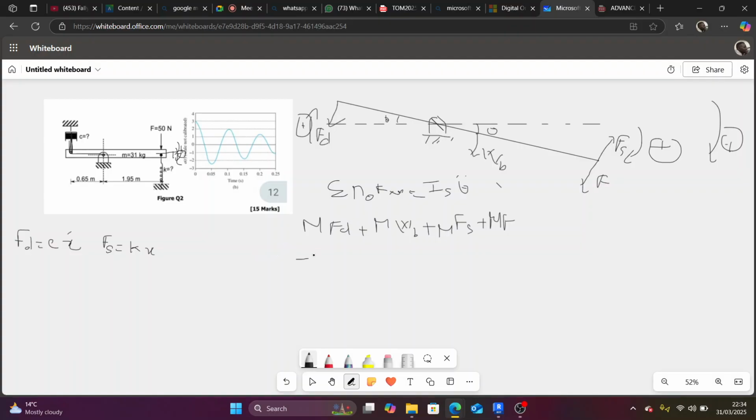So here I can confidently write Cx dot. Do you agree? Yes. I said we forget about the weight. It cancels as static equilibrium. We don't even have to worry about it. Let's move to C times x dot multiplied by the distance.